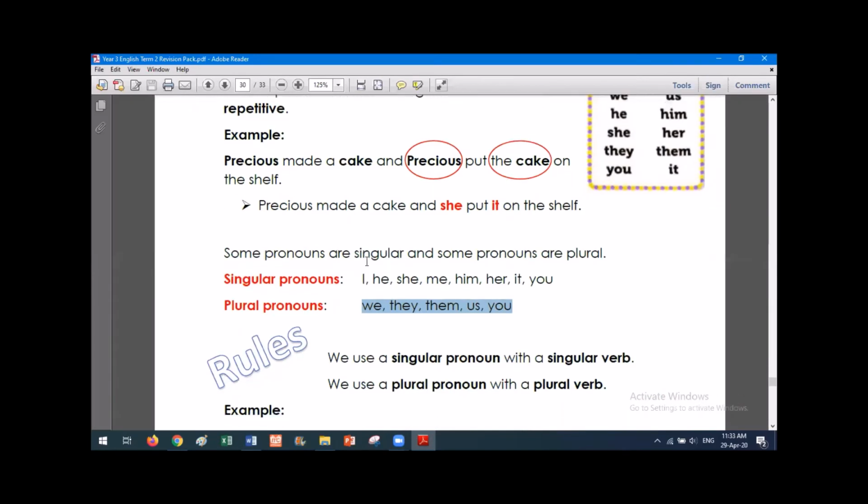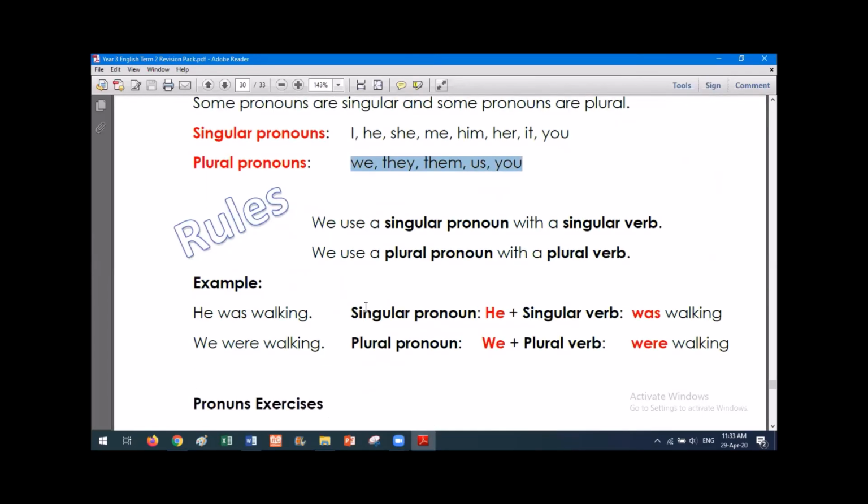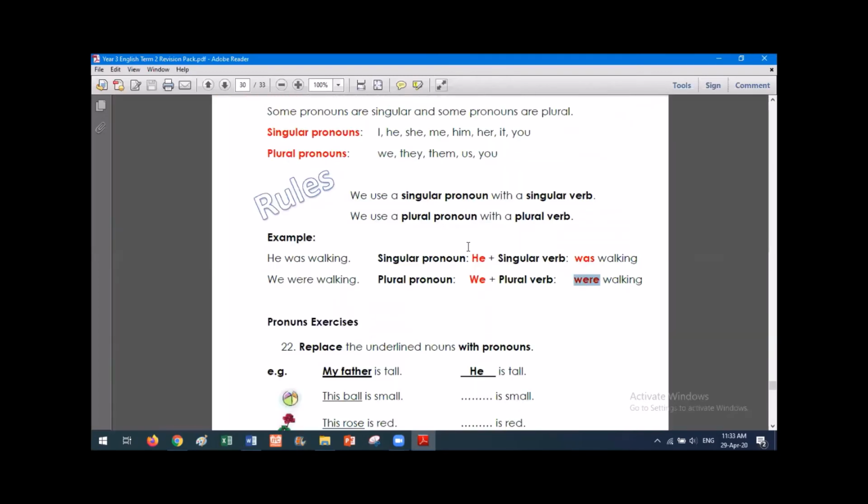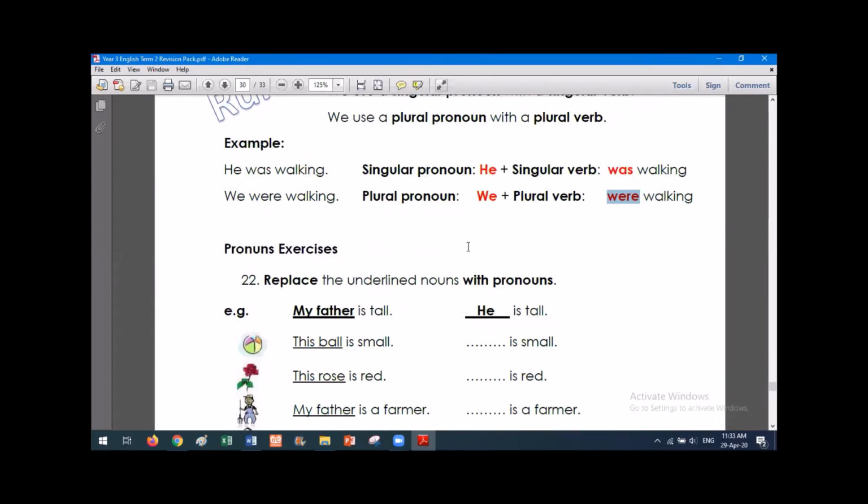Now, there's a little bit of a trick here though. There's a rule. The rule is when we use a singular pronoun, we use a singular verb of was. And then when we're using a plural pronoun, we use a plural verb, changing it to were. This is one of the tricky ones in our sentences. Now let's have a look. Shall we do some exercises together and you guys can finish them off for homework?